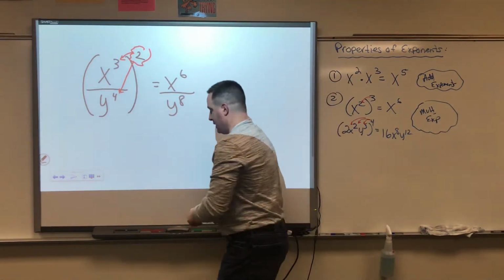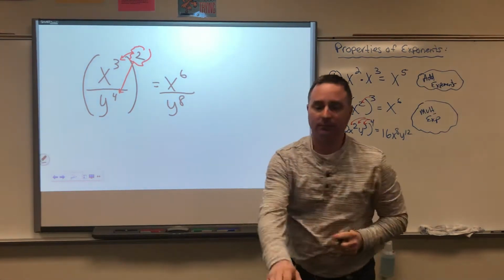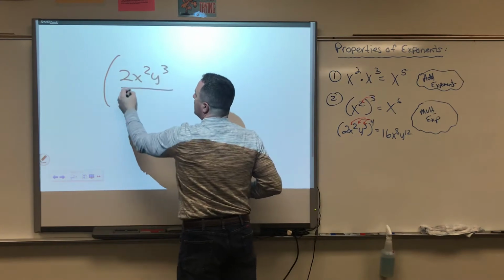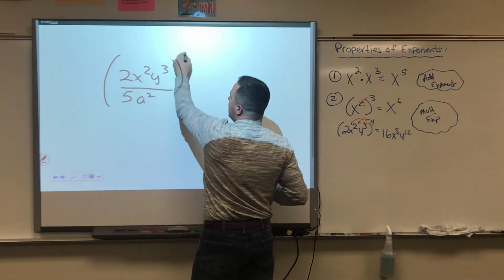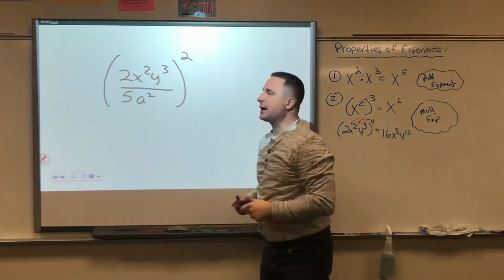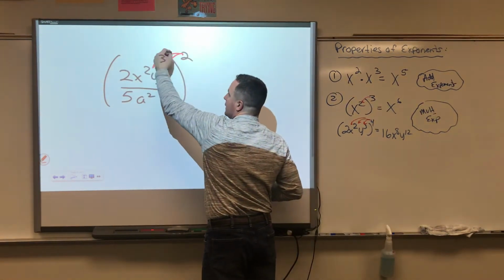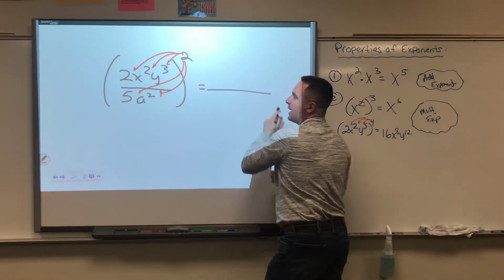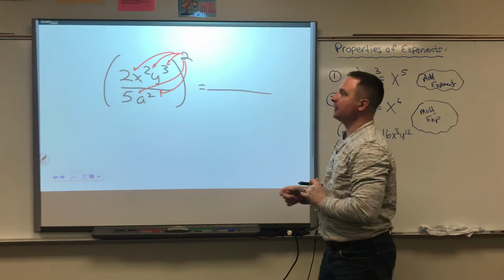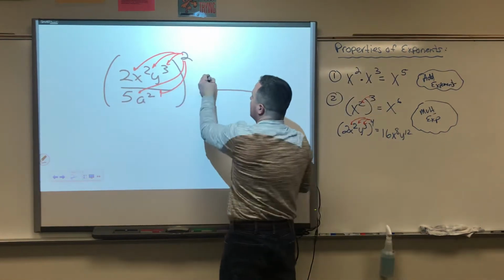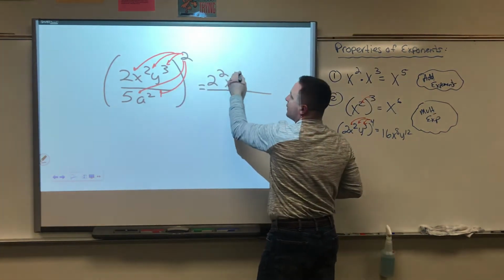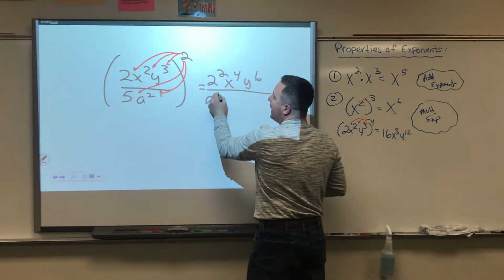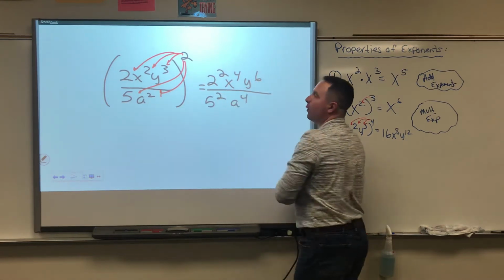Okay, if I take that a step further here, what if I had more stuff? Maybe I had 2x squared y cubed over 5a squared, and I square it. It goes to everything on the top and everything on the bottom. Okay, and what I oftentimes do is I treat the numerator and denominator separately. This would become 2 to the 2nd power, x to the 4th, y to the 6th. And then it also goes down to the bottom, 5 to the 2nd power, and a to the 4th.